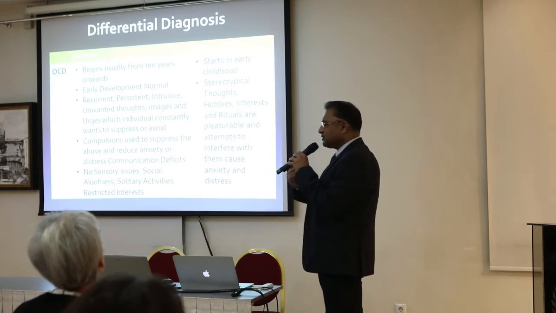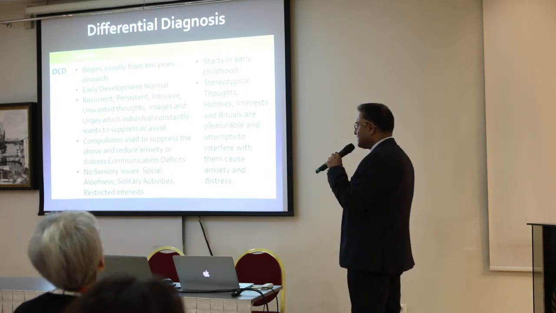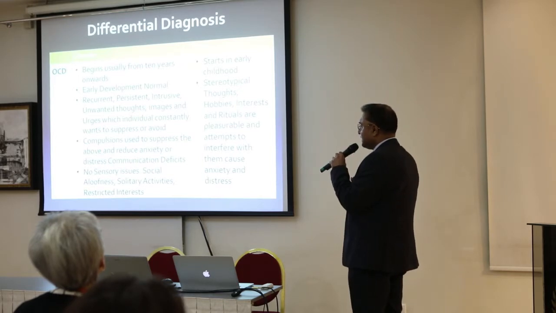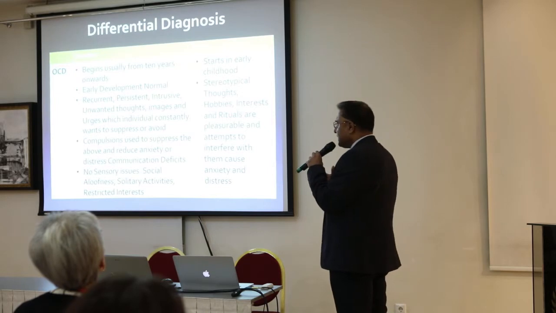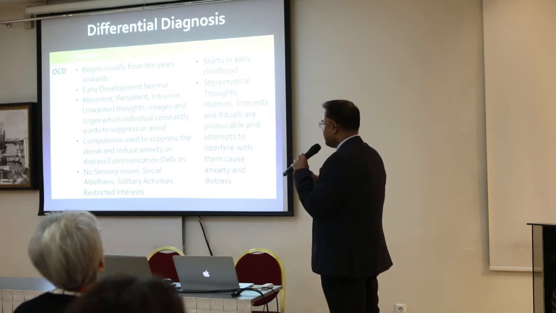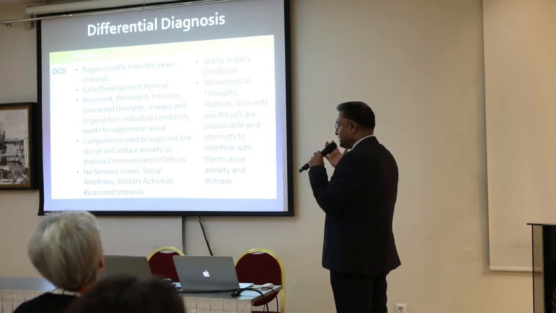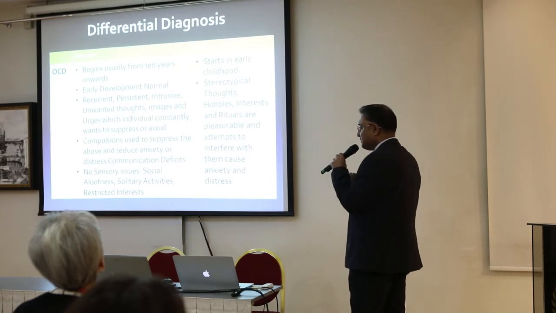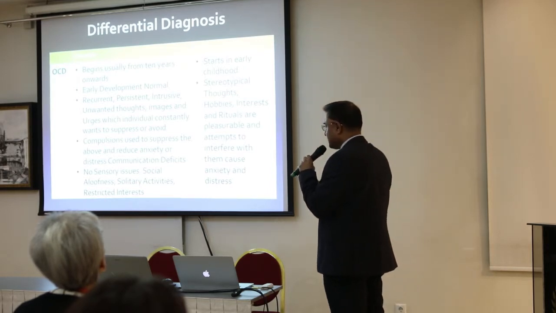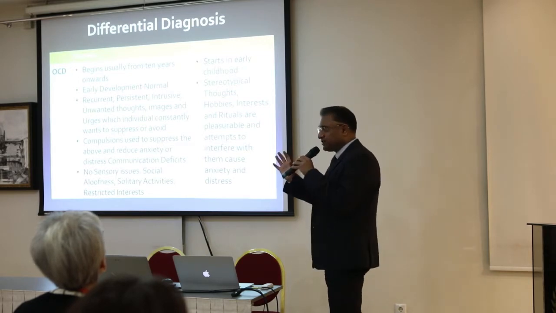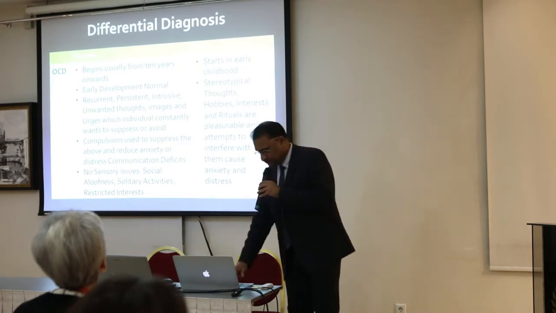Equally, compulsions in OCD are there to suppress these intrusive thoughts or images, and people do it to overcome them and to reduce the anxiety. Whereas the ritualistic behaviors in autism are again very pleasurable. And in OCD, people do not have any sensory issues, social aloofness, solitary activities, or restrictive interests. So these are the things which would actually differentiate between the two disorders.